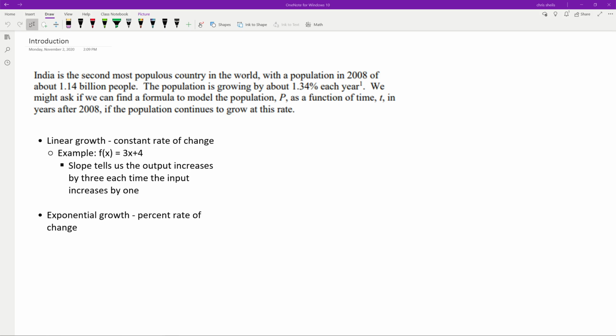Hey everyone, we're going to talk about section 4.1 today. This is on exponential functions. This is an introduction to exponential functions.